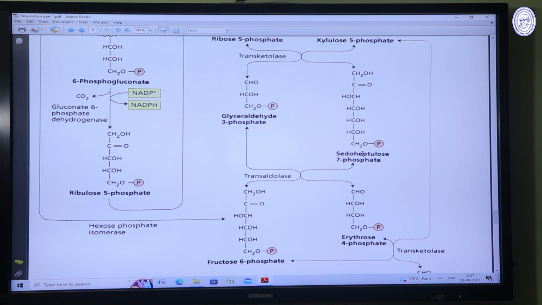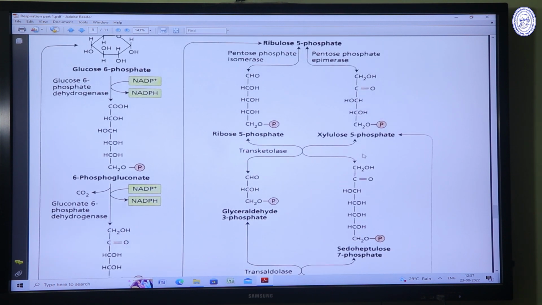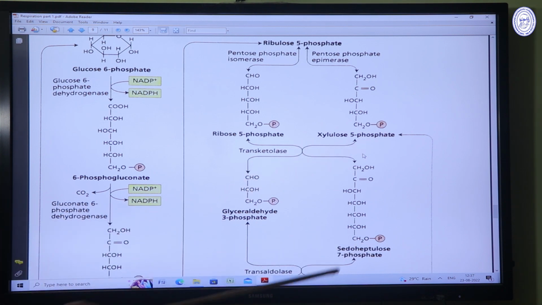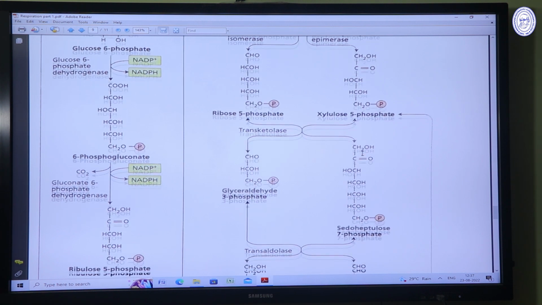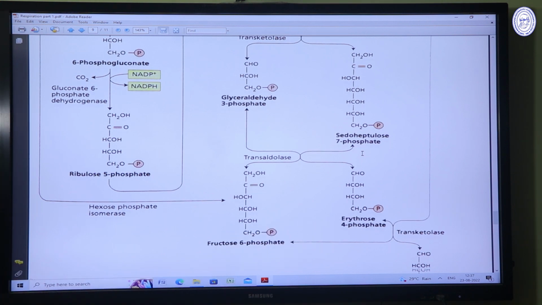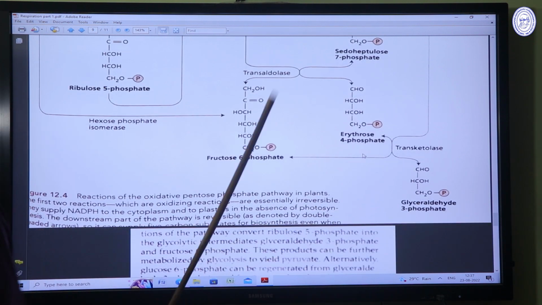In other reactions, ribulose 5-phosphate will be converted into xylulose 5-phosphate, then sedoheptulose 7-phosphate, and then erythrose 4-phosphate, and finally glyceraldehyde 3-phosphate. So, these are the reactions of oxidative pentose phosphate pathway, and importantly NADPH and other precursors for biosynthesis will be produced here.